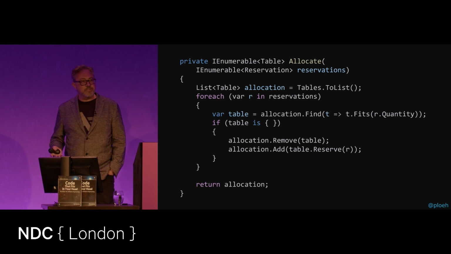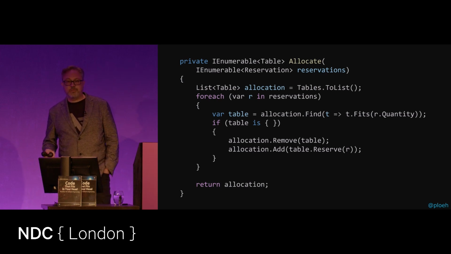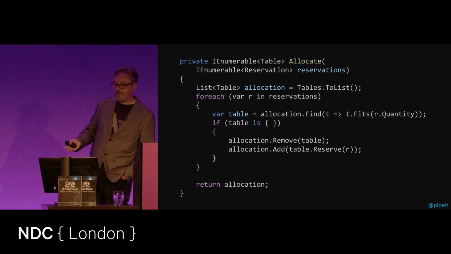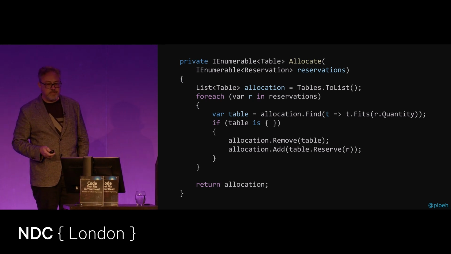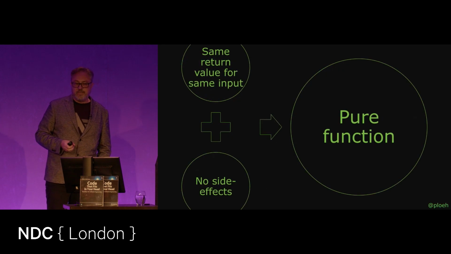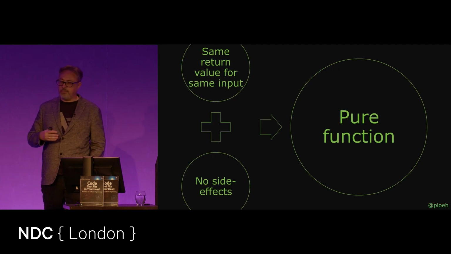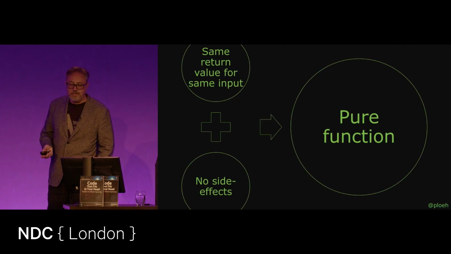But we have none of that here. There are no random numbers being generated. We don't rely on the system clock. We don't do I/O. So together, we now have two properties: no side effects, and deterministic behavior. We call that a pure function.